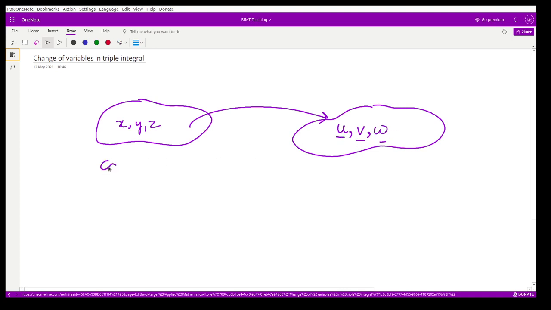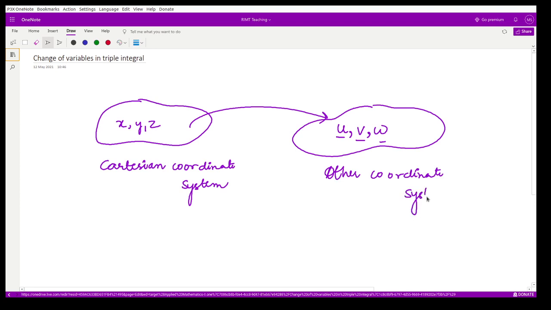Suppose this is the Cartesian coordinate system, and this is some other coordinate system. In that case, what is the procedure to do that? Suppose we have already calculated a triple integral in this domain. So what is the corresponding triple integral in this domain? This is the question for this particular topic.